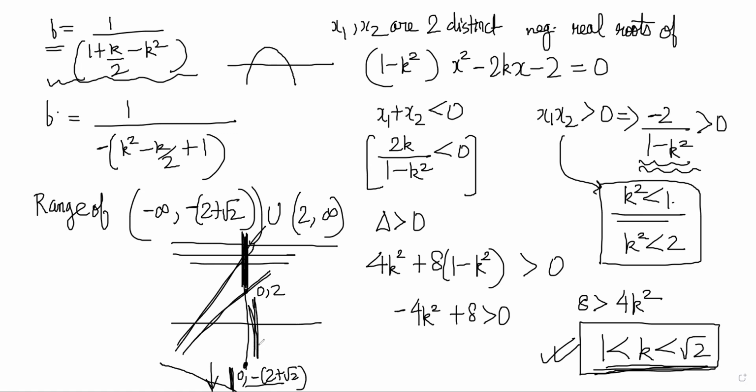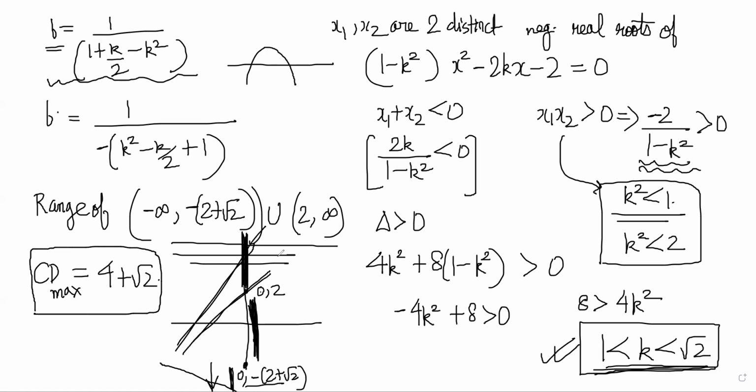So that means the CD segment must be between these 2 points, right? CD segment must be between these 2 points on the y-axis, because there cannot be any point of intersection of L and CD. So therefore the maximum length of CD should be 2 plus 2 plus root 2, which is 4 plus root 2. How are we getting that? The positive y-intercept starts from 2 and the negative y-intercept starts from minus 2 minus root 2. So the length of the possible segment CD is the segment between these 2 points, right? CD maximum value is 4 plus root 2.